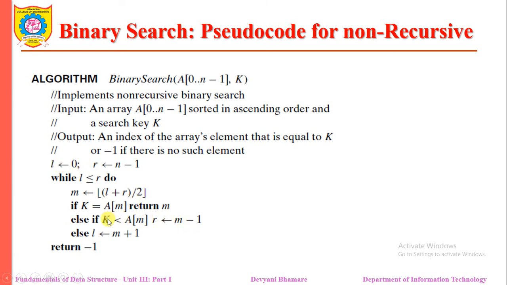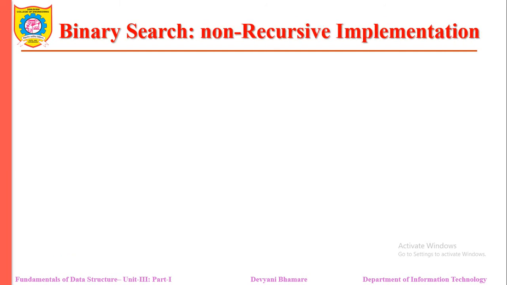But if the key is greater than A of mid, then we need to search in the higher part of our array. That means the left, instead of 0, becomes mid plus 1. This repeats until left becomes greater than the right index. In this way, our binary search algorithm is implemented in a non-recursive fashion. Let's see it in a few steps.